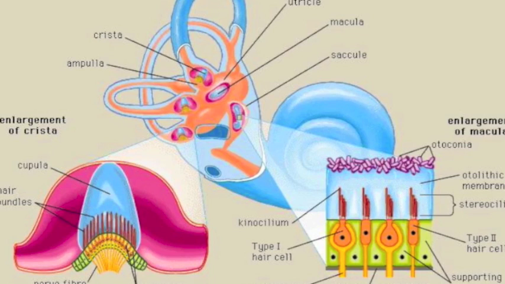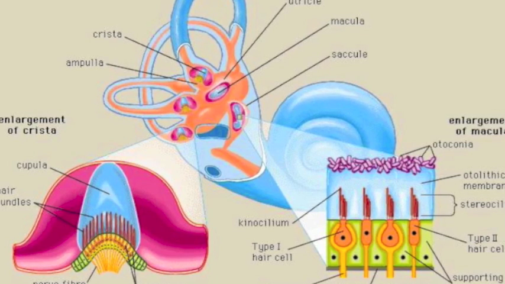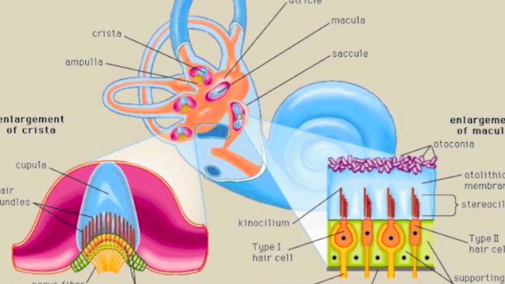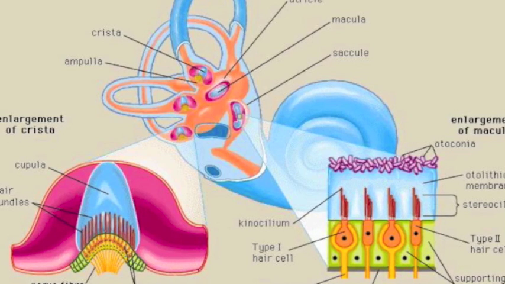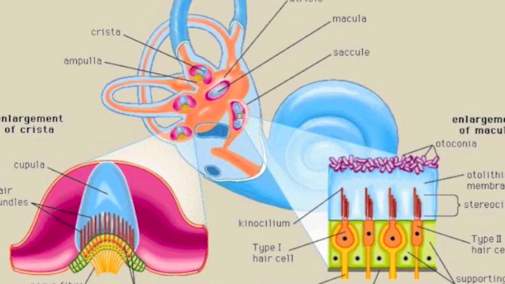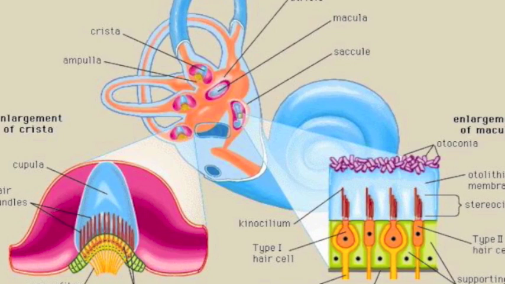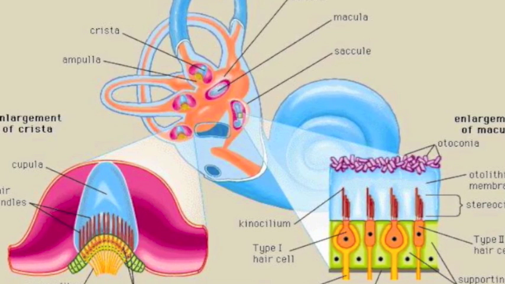With rotation of the head, the endolymph initially lags behind because of inertia, deflecting the hair cells in the ampulla. As rotation continues, the endolymph catches up, so stimulation ceases. At the end of rotation, the endolymph continues to move briefly, resulting in hair cell deflection in the opposite direction. The semicircular canals respond best to changes in speed of rotation.